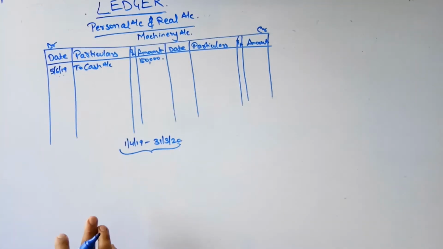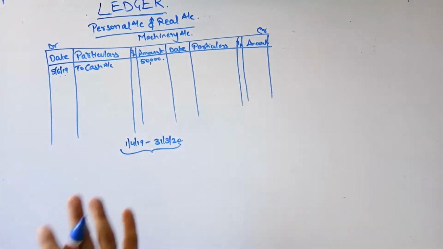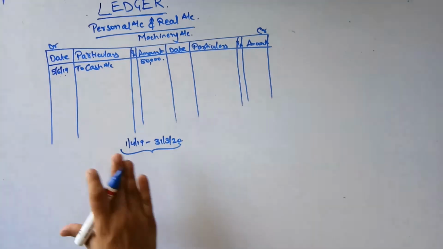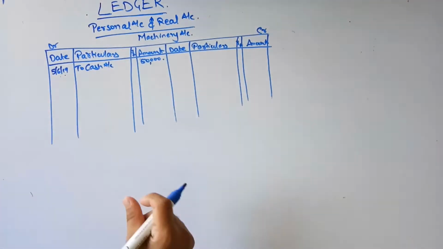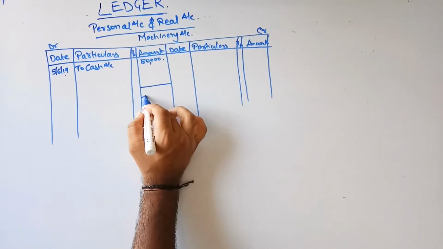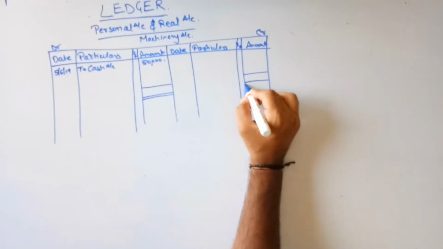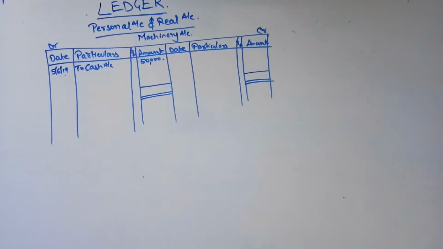Okay, so after the 5th of June, let's say there are no other transactions in this account except this one. How do you close this account? How do you balance this account? In the amount column, you draw this line, on both sides, on the same line.